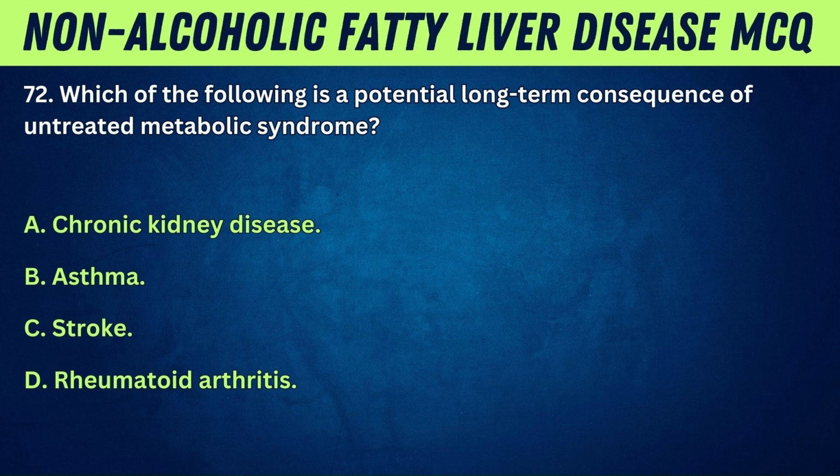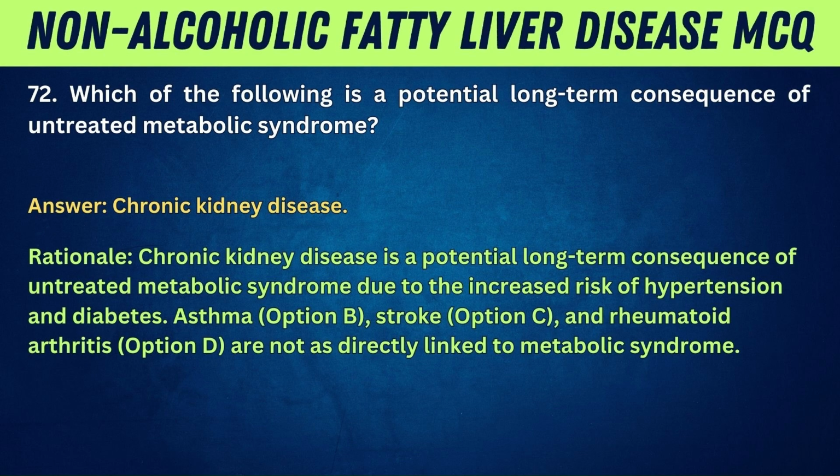Which of the following is a potential long-term consequence of untreated metabolic syndrome? A. Chronic kidney disease. B. Asthma. C. Stroke. D. Rheumatoid arthritis. Answer: chronic kidney disease. Rationale: chronic kidney disease is a potential long-term consequence of untreated metabolic syndrome due to the increased risk of hypertension and diabetes. Asthma, option B, stroke, option C, and rheumatoid arthritis, option D, are not as directly linked to metabolic syndrome.